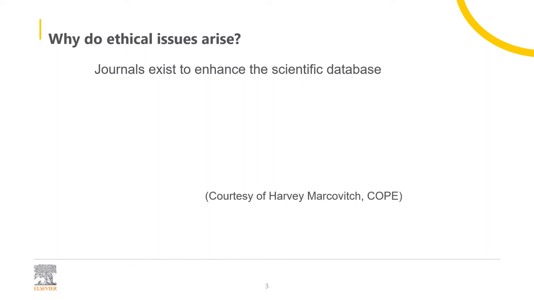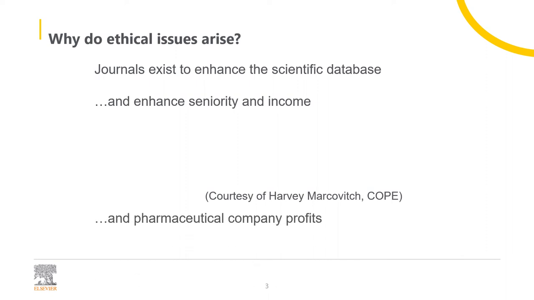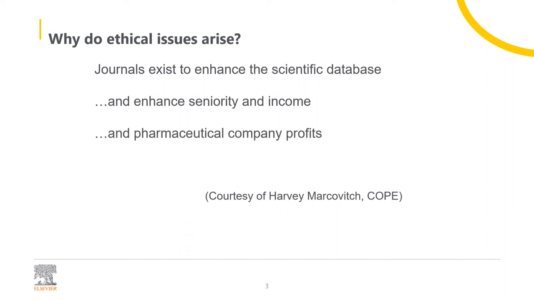But why do ethical issues arise? Well, journals exist to enhance the scientific database. That goes without saying. However, they also enhance seniority and income, pharmaceutical company profits, and publishers' profits. And whenever people can get ahead or make a profit, there's always the tendency, or the temptation at least, for unethical practices to take place. And there's enough evidence to show that there's a great deal of unethical practice taking place.